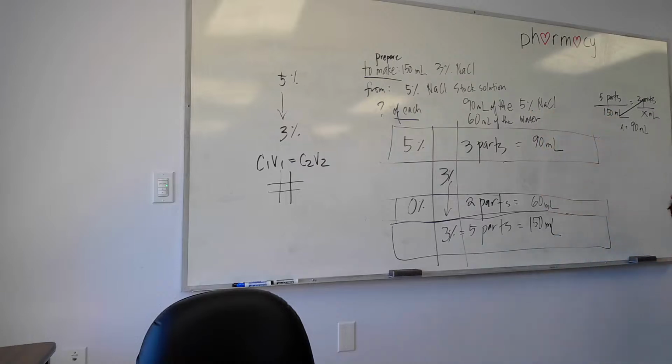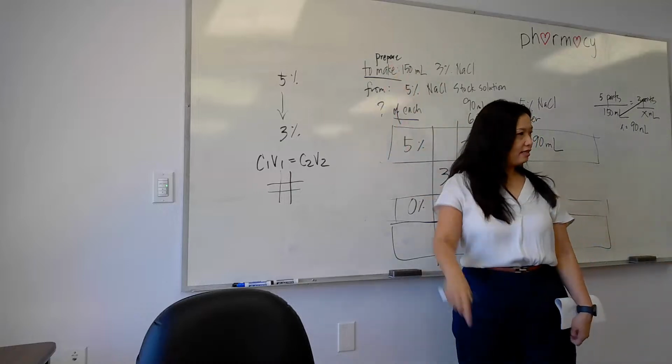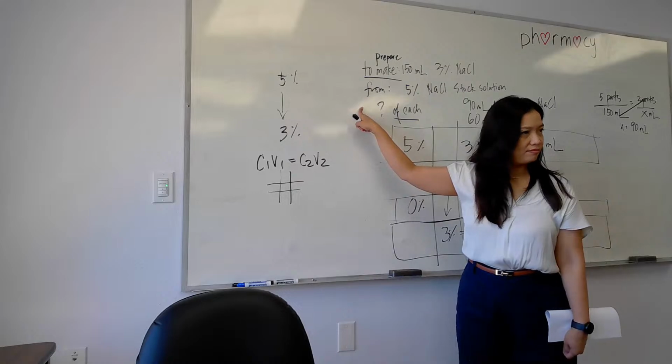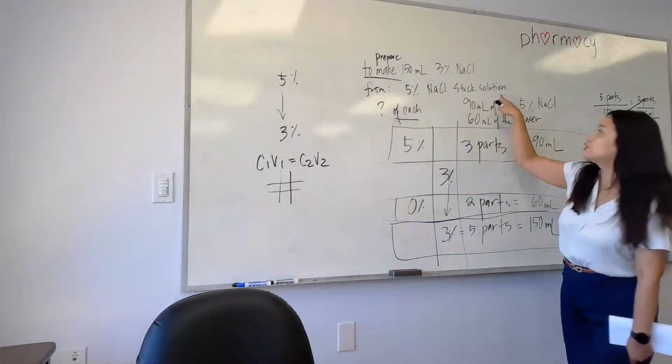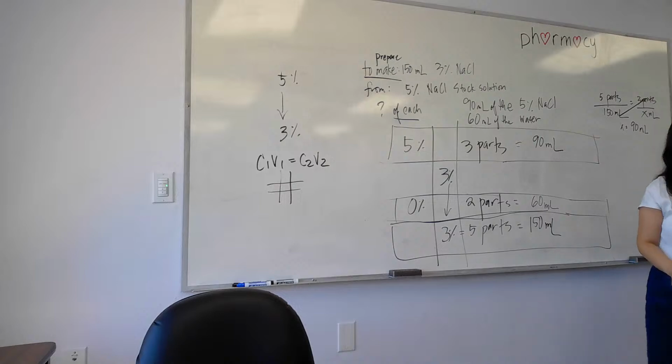Who got this? All right. Bottom line is comprehension. That's why I'm giving you these tips. To prepare, to make, from. Stock solution is your original bottle. You got this one again, hands up?